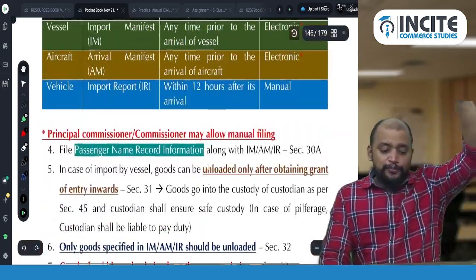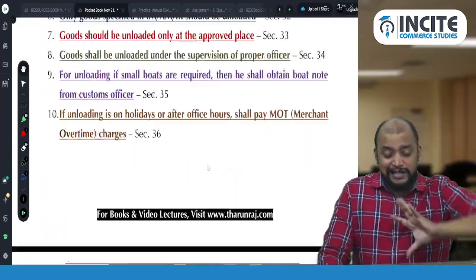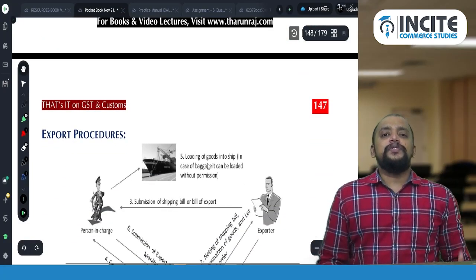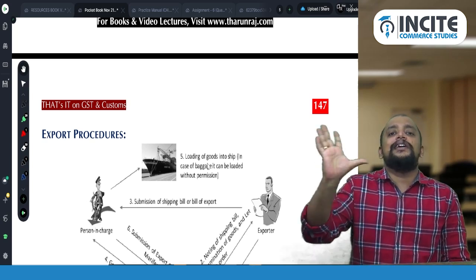First we have seen the import procedure, and then what is the compliance to be followed by the person in charge, then what is the compliance to be followed by the importer. So this will be highly useful for MCQs and some small theory questions.